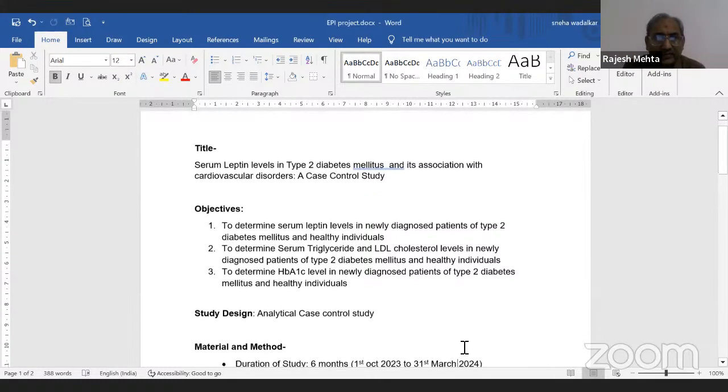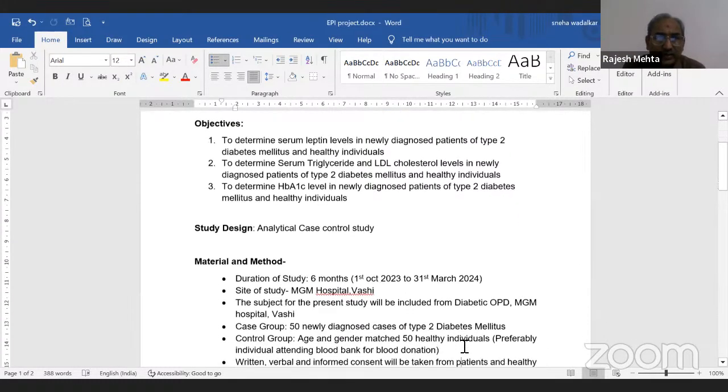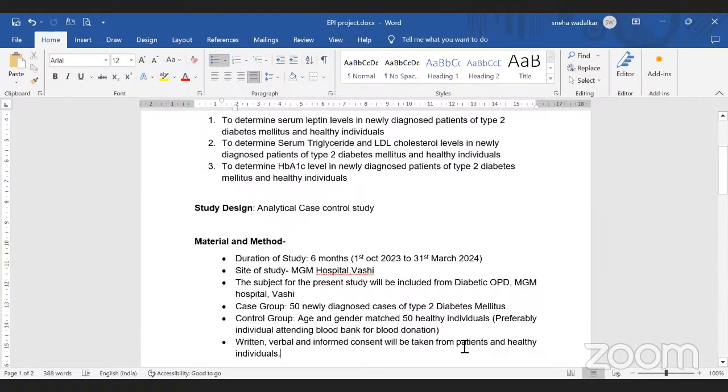That's all, right? No, sir, there is more. Okay, go ahead. So, coming to the materials and methods, it will be a 6-month study conducted from 1st October 2023 to 31st March 2024, and the site will be MGM Hospital Vashi. Subjects for the study will be included from the diabetic OPD, which we conduct twice a week in MGM.